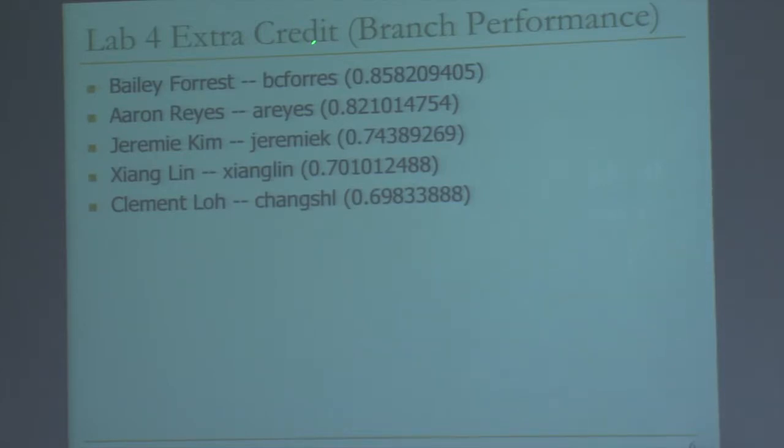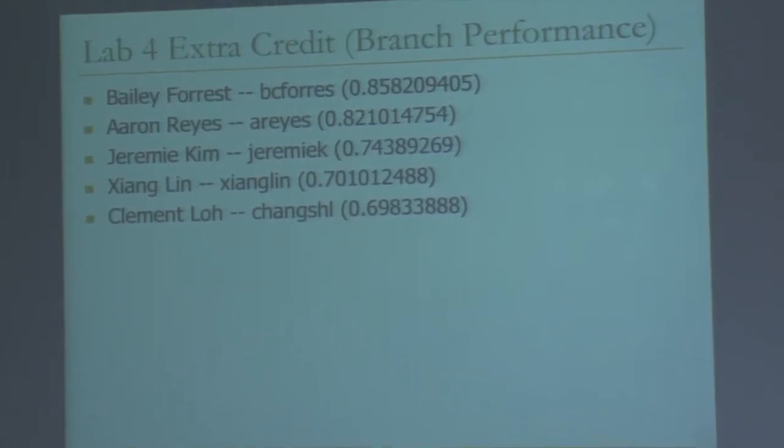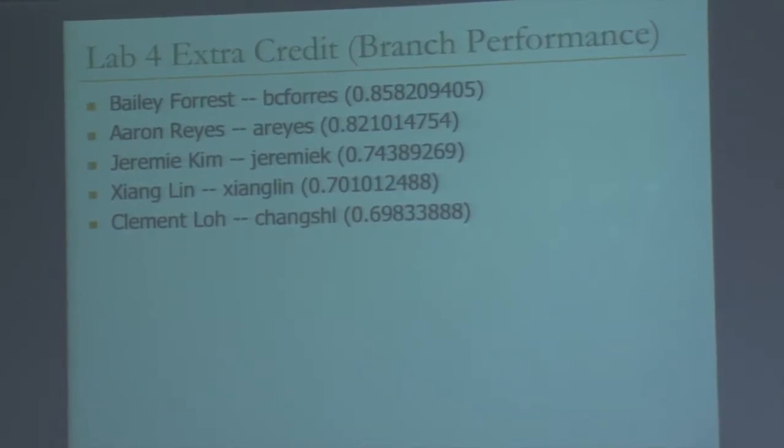And I'd like to recognize the extra credit winners. This is based on branch performance. And I believe this is the accuracy compared to an ideal predictor. Xiao is the one who actually knows exactly which tests are run. There were 4 tests. So Bailey, looks like you've gotten 85% accuracy compared to the ideal. I believe these are hard tests, by the way. That's why these numbers are low. Aaron, Jeremy, I don't know if he's in the back. Chiang, there. And Clement. There you go. Well, congratulations. You'll get extra credit, definitely, but this is actually the prize for doing extra.